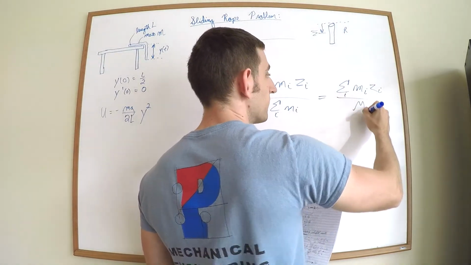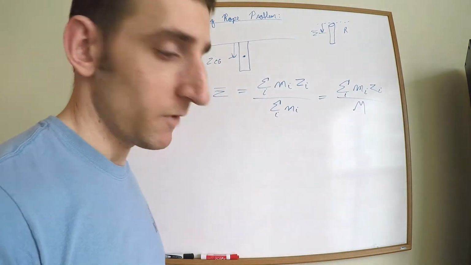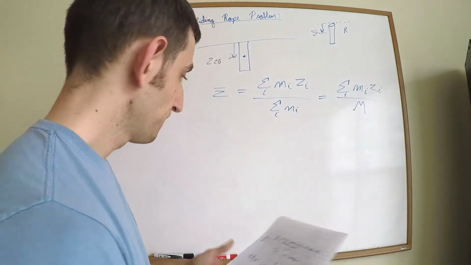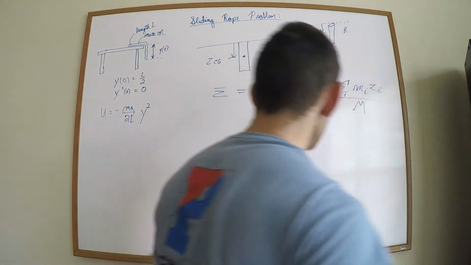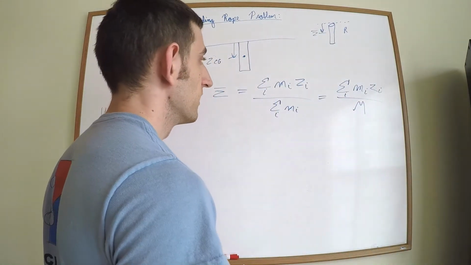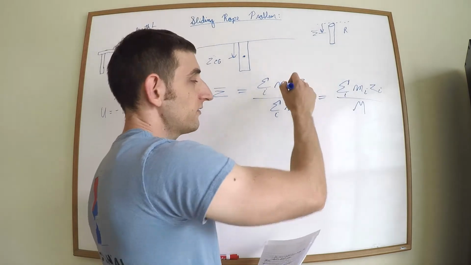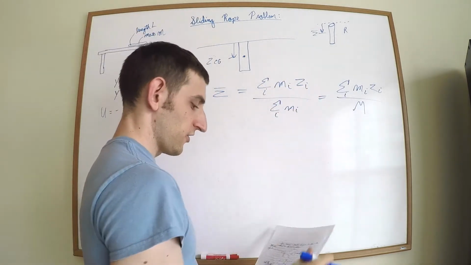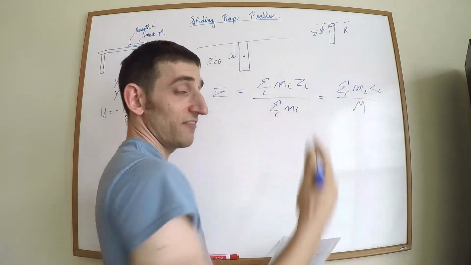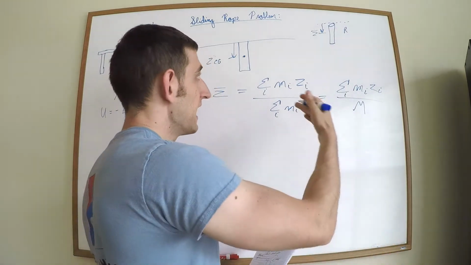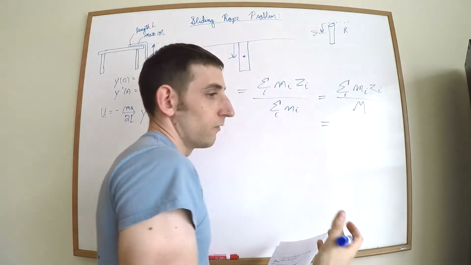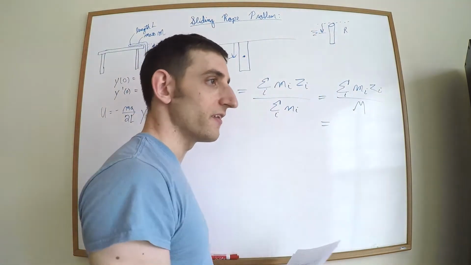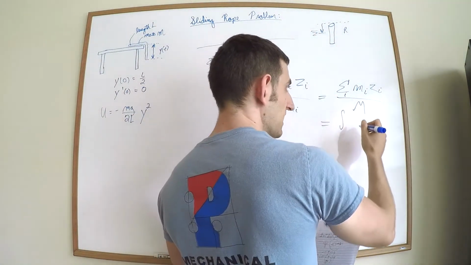We can say the total mass is big M. So what we want to do is say, this is sort of like an integral, right? If we sum stuff up, that makes you think of an integral. We can have an infinitesimal mass, so we can figure out the distance of that infinitesimal mass and just integrate that guy.